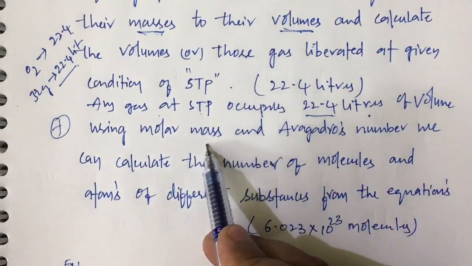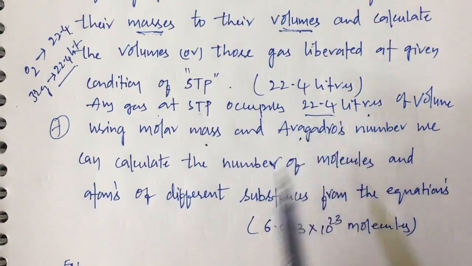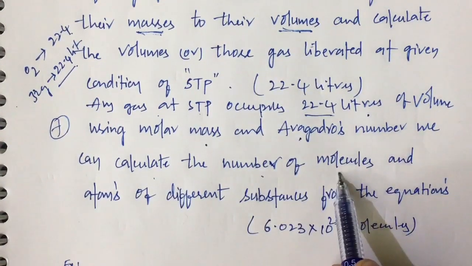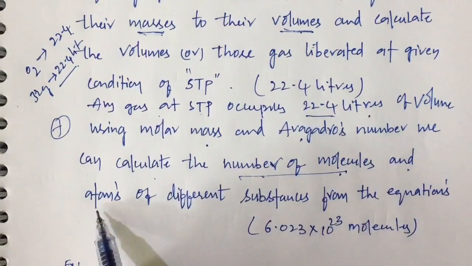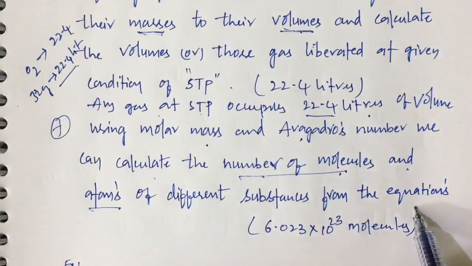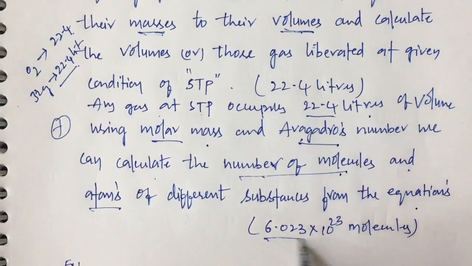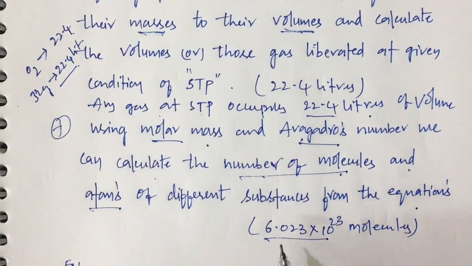By using molar mass and Avogadro number, we can calculate the number of molecules and atoms of different substances from the equation. Avogadro number is nothing but a number, a unit which is equal to 6.023 into 10 to the power of 23 molecules.